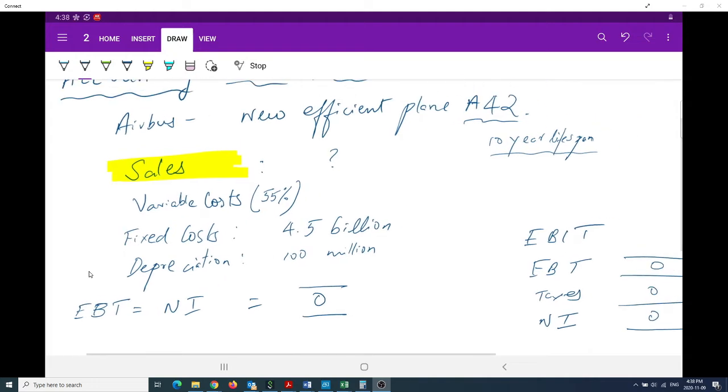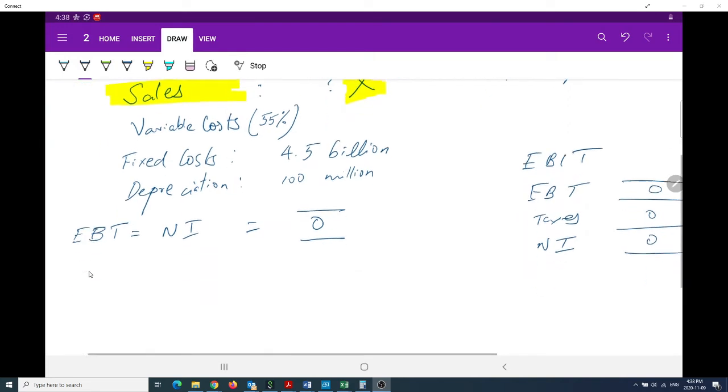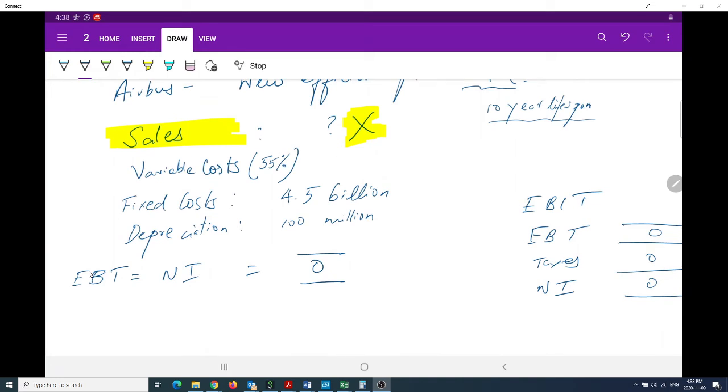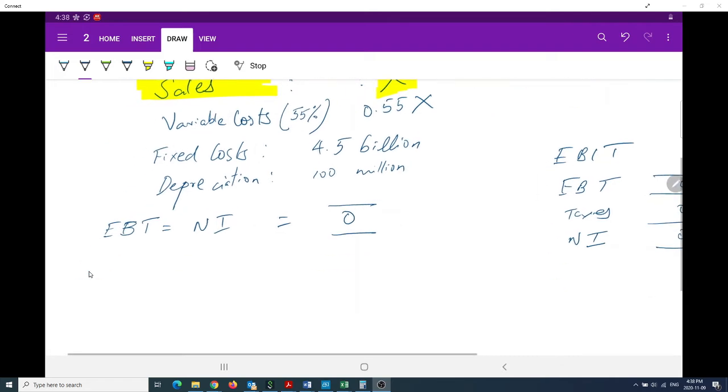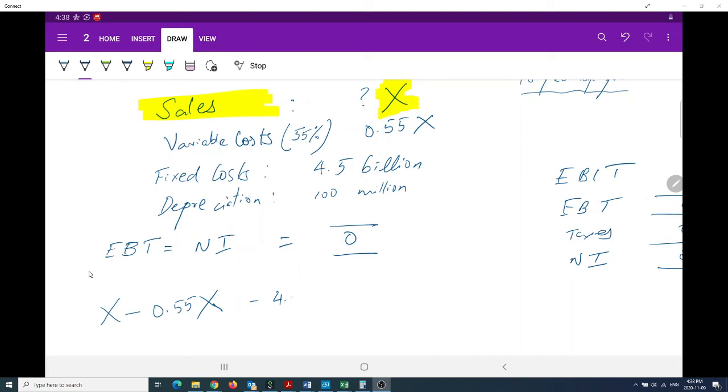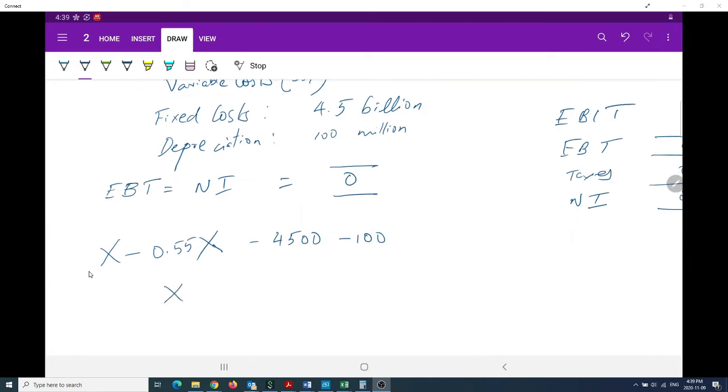Let the variable sales be X. We're going to try and find out what this X is. If that's X, then the variable cost is going to be 0.55X. So it will be X minus 0.55X minus $4.5 billion, or I'm going to write everything in millions of dollars, so minus 4,500, minus 100 million in depreciation. This should be equivalent to zero.